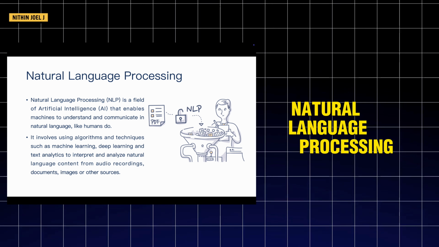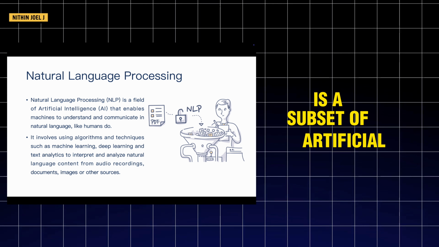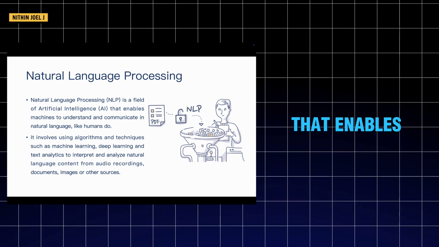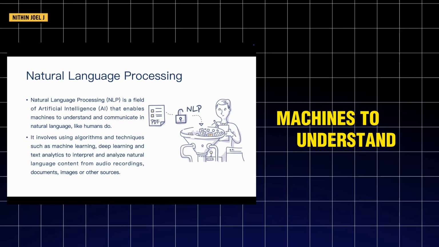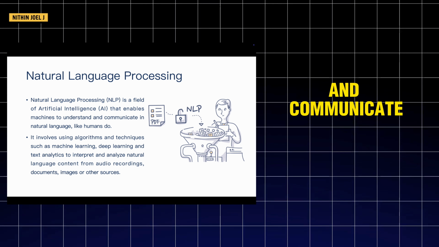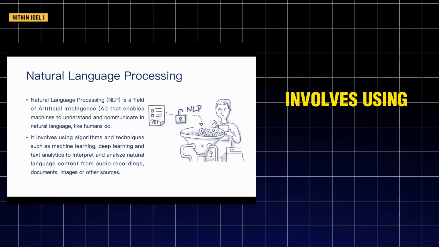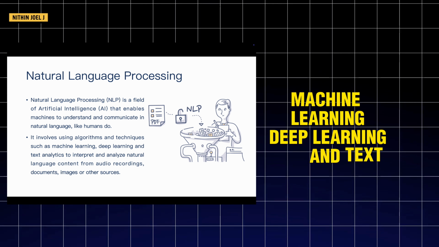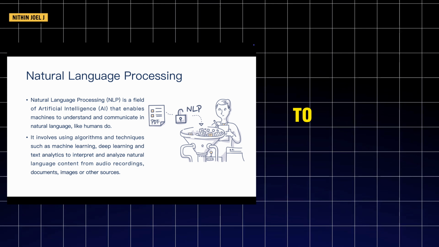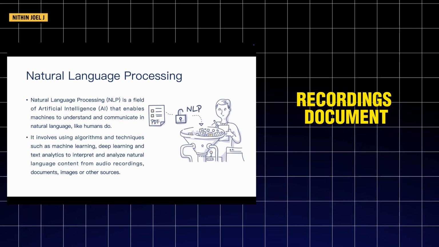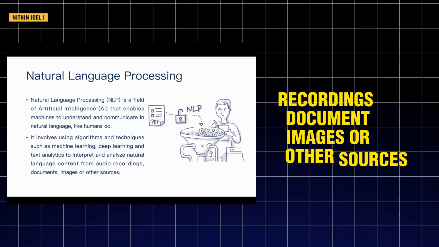Natural language processing is a subset of artificial intelligence that enables machines to understand and communicate in natural language like humans do. It also involves using algorithms and techniques such as machine learning, deep learning, and text analytics to interpret and analyze natural language content from audio recordings, documents, images, or other sources.